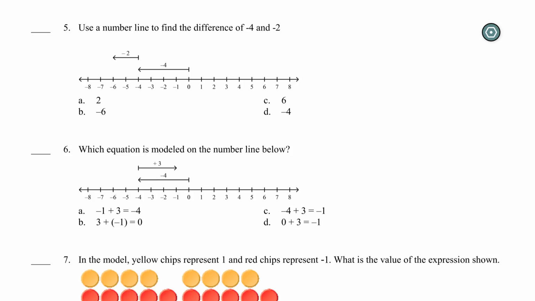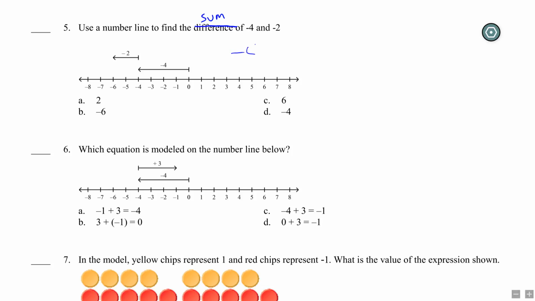Number 5 says use a number line to find the difference of -4 and -2. Well, this question, there is a typo, and so this actually should say, based on my model, my number line below, a sum of -4 and -2. So I'll try and remember to tell you guys in class, but just in case I forget, I want to make sure that I point it out here on the video. So it should be a sum of -4 and -2.